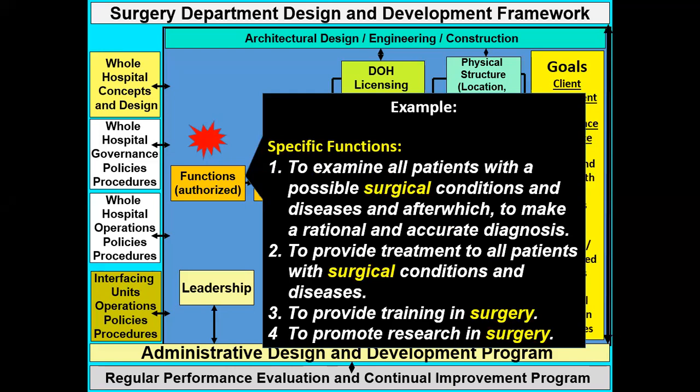An example of a list of specific functions is the following: Number 1, to examine all patients with possible surgical conditions and diseases, and afterwards to make a rational and accurate diagnosis. Number 2, to provide treatment to all patients with surgical conditions and diseases. And number 3, to provide training in surgery and to promote research in surgery.